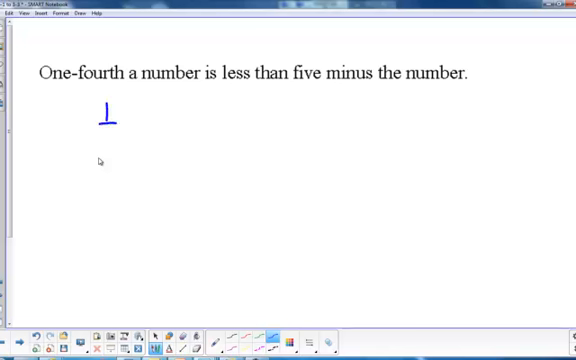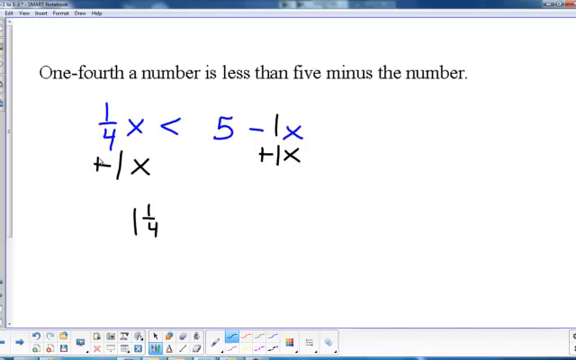One-fourth a number is less than 5 minus the number. So we're going to add x to both sides. And an x is the same thing as a 1x. I can put a 1 in front of all these, same thing. So I have 1 and 1/4 x is less than 5. I'm going to rewrite that as 5/4 x because I think it's easier.